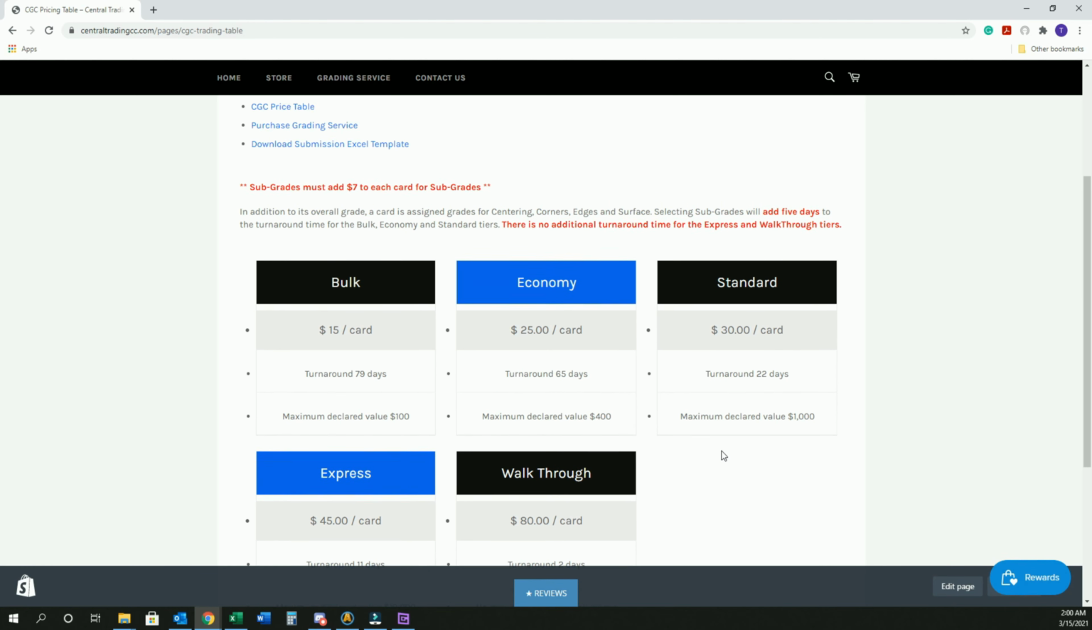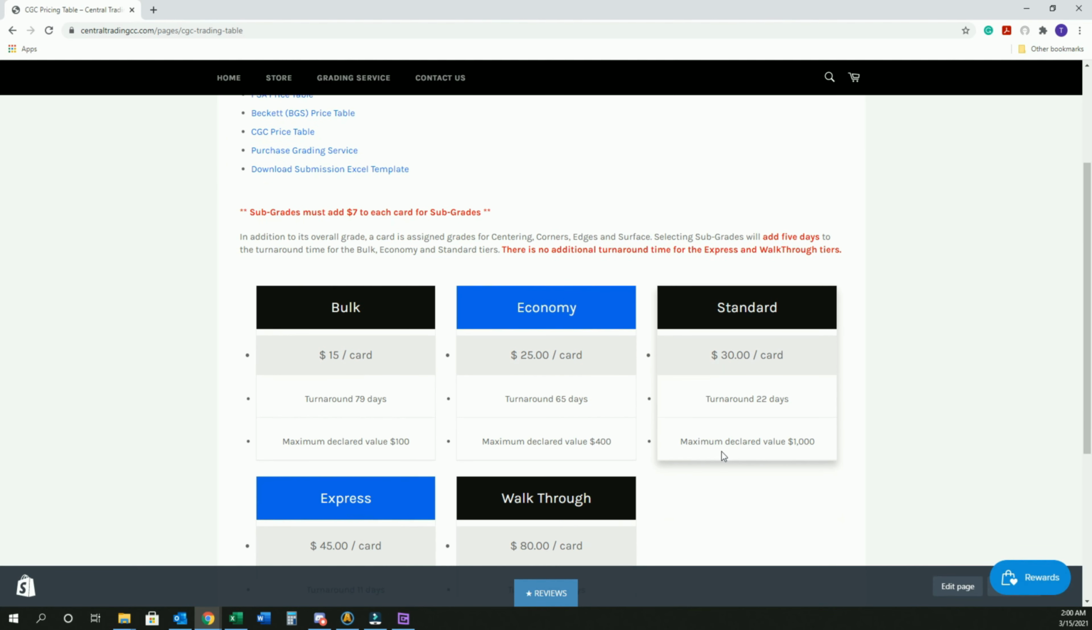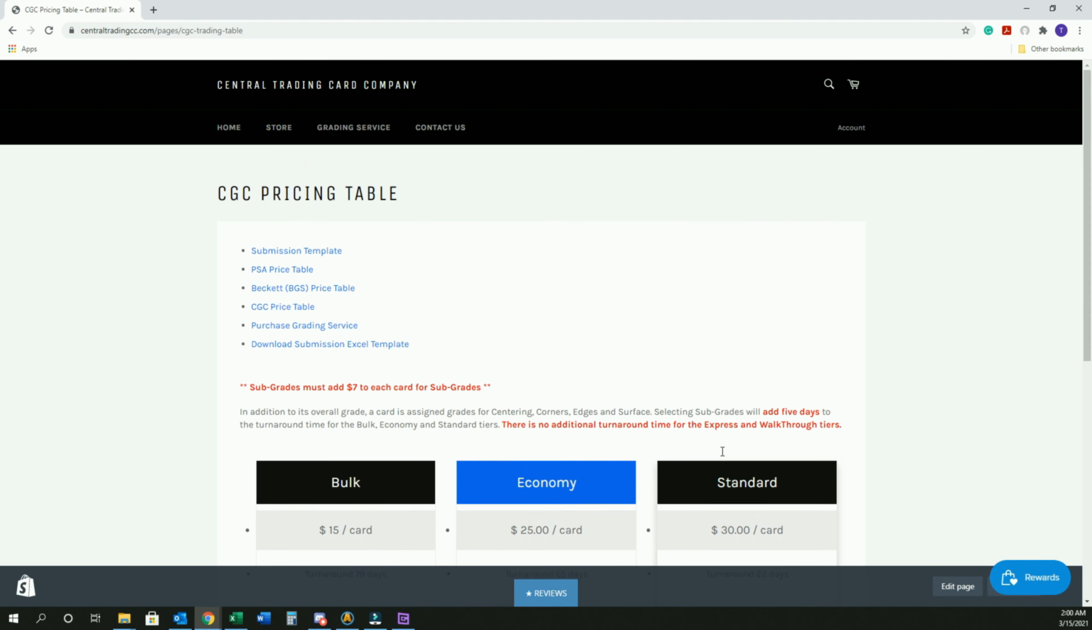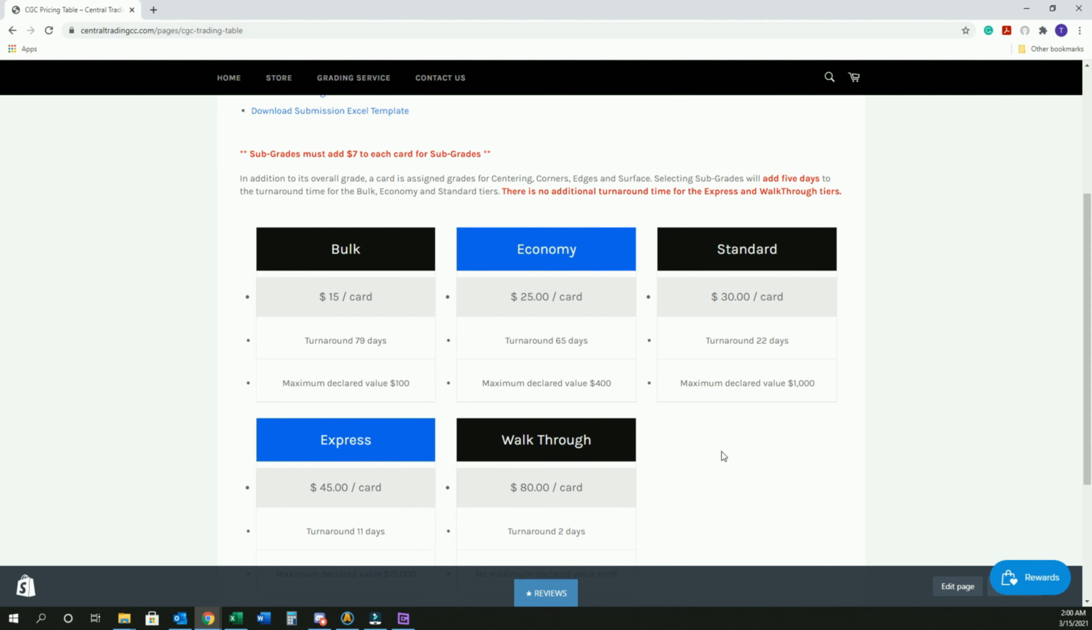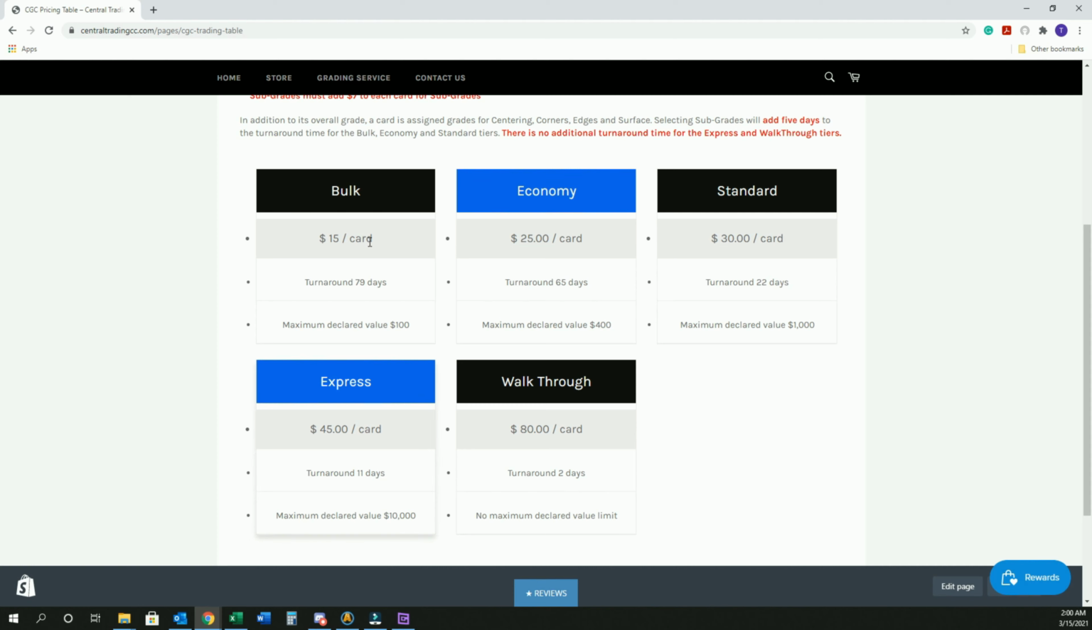So CGC is also one of the quicker turnarounds right now, but they're also roughly the cheapest, so to speak, when you go to higher tiers for the quicker turnarounds. So bulk, you're looking at about $15 a card. You're about an 80 business day turnaround time right now, but the value cannot go over $100. Economy, you're about $25 a card. You're looking at about a 65 business day turnaround, and then it can't go over $400 a card, so on and so on.